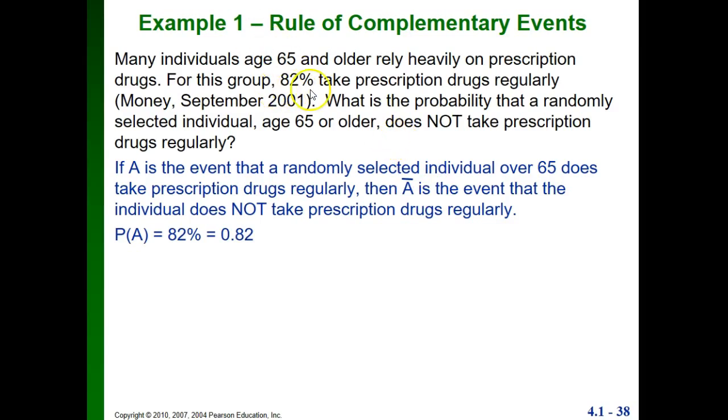We were told that 82% of this group does take these drugs regularly. So the probability of event A, which would mean a randomly selected individual does take drugs regularly, would be 82%. If we want to find the probability of the complement, all we have to do is take this value and subtract it from 1. So the probability of A complement, the probability that the randomly selected individual does not take prescription drugs regularly, would be 1 minus 0.82, and that would be 0.18 or 18%.